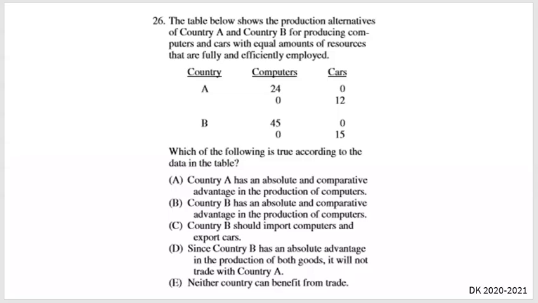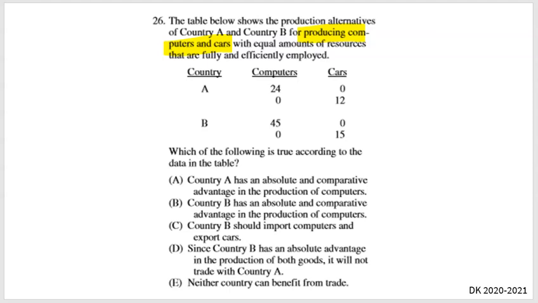So we see a production possibilities table for country A and country B, looking at the production of computers and cars. And the first question we have to ask ourselves is, is this an input or an output question? Well, we're going to say this is an output question. Why? Well, because we're looking at the production of computers and cars with equal amounts of resources. So we know that it is an output question.